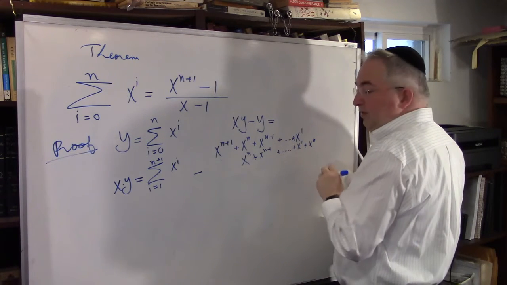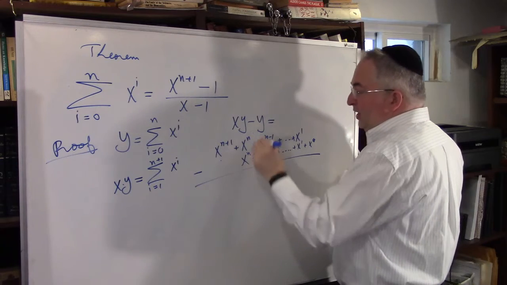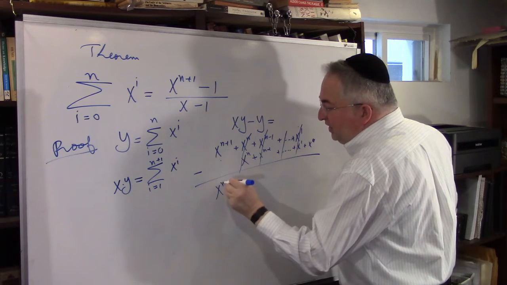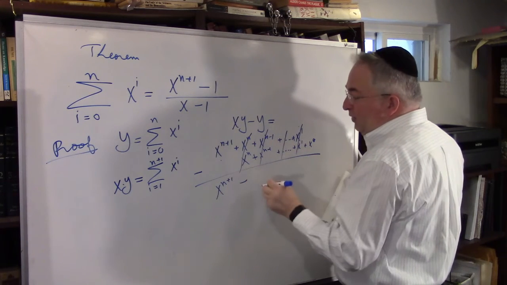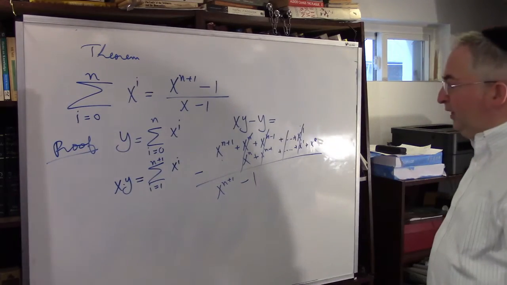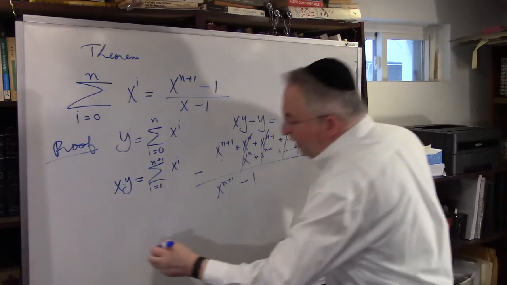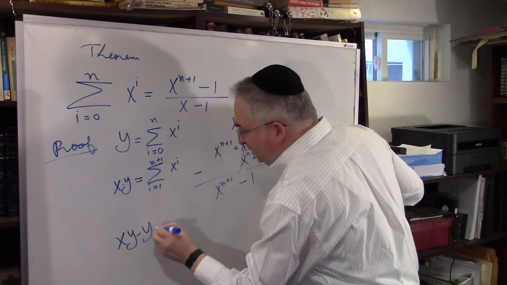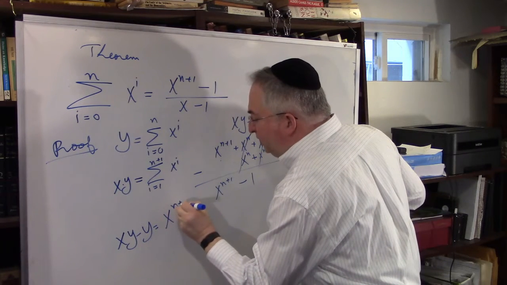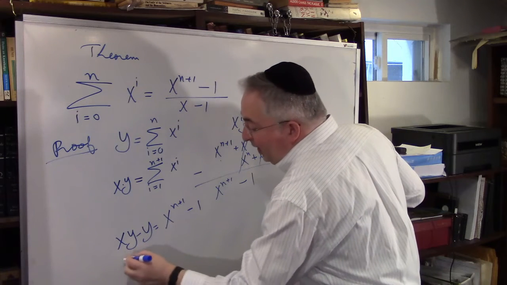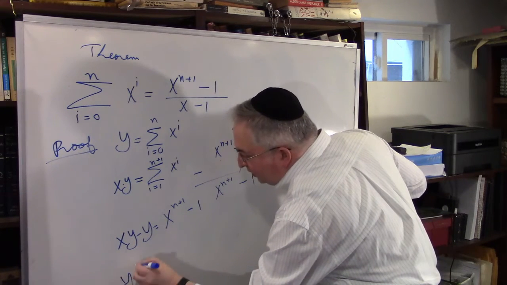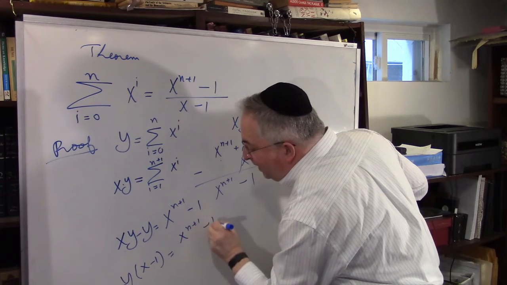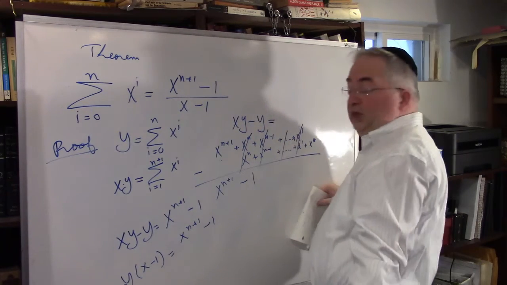By the way, what's x to the 0? That's 1. I'm subtracting this. This cancels out with this, this cancels out with this, and so on. I'm left with x to the n plus 1 minus x to the 0, which is 1. So look what I got. I have x times y minus y is equal to x to the n plus 1 minus 1. Factoring out y, I get y times (x minus 1) is equal to x to the n plus 1 minus 1.